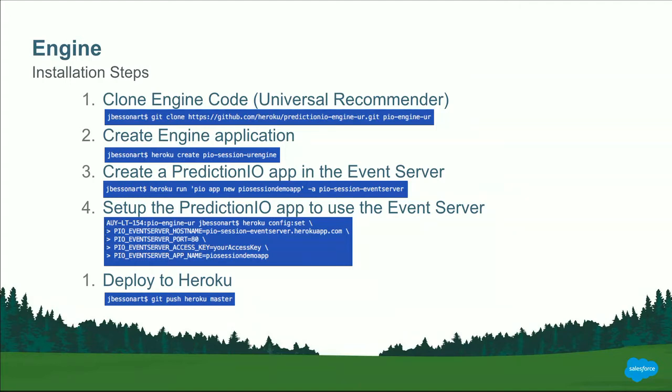On the fourth step is where we actually are linking together the engine and the event server. Event server is where the data is, the engine is where the logic is, right? And we are telling it, okay, we are using this host name, that is where the event server is stored, the port, the access key of the application that we just created, and then also the application name. And then we just deploy that to Heroku.